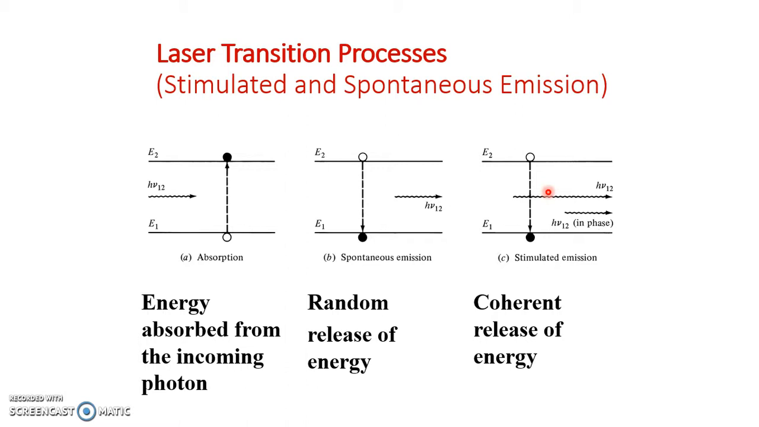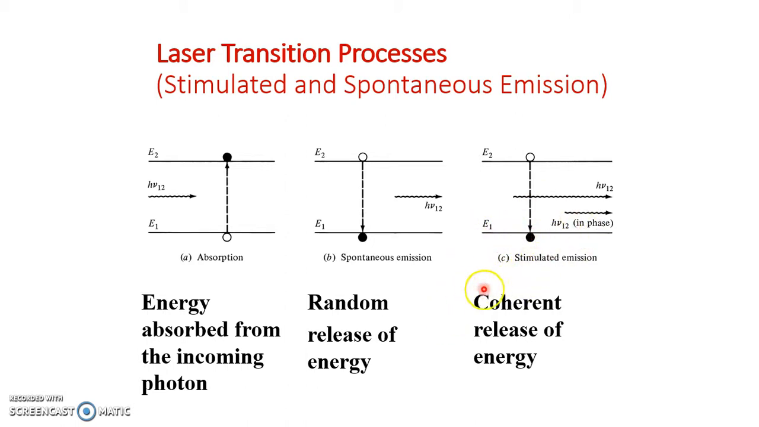Now how does it happen? If a photon of energy h nu 12 impinges on the system while the electron is still in its excited state, the electron is immediately stimulated to drop to the ground state and give off a photon of energy h nu 12. The emitted photon is in phase with the incident photon, and the resultant emission is known as stimulated emission.